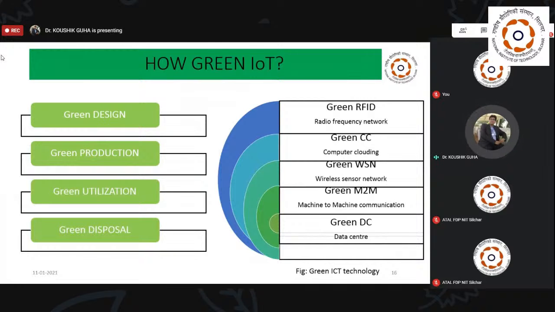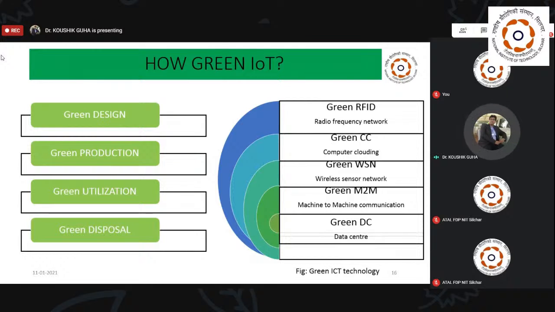So how can we make the IoT green? Obviously, some of the ways are green design, and the production should also be green, that means there should not be any energy waste. So to reduce the carbon footprint, then green utilization and green disposal. So all of these things should be green.